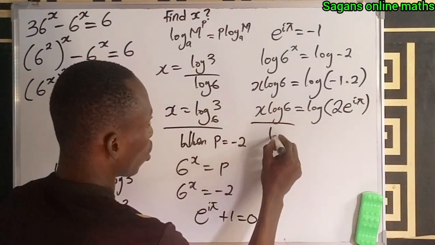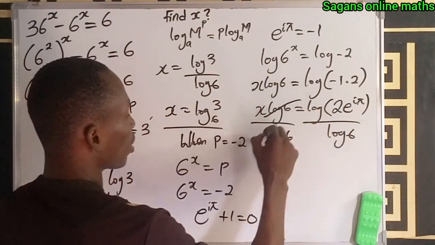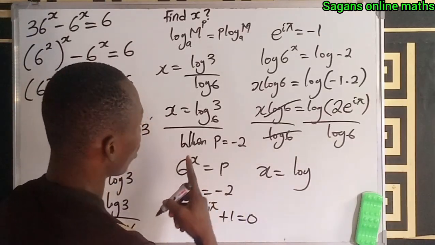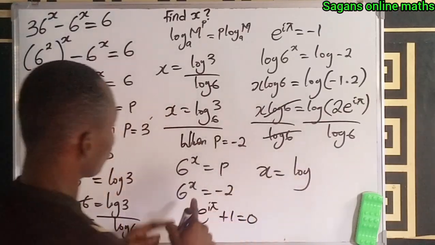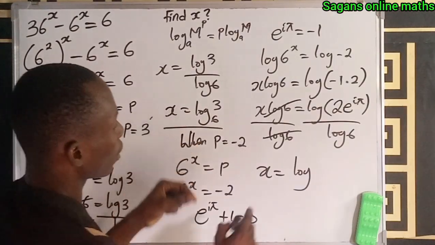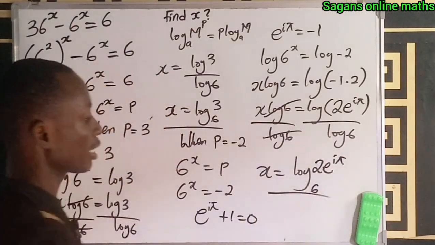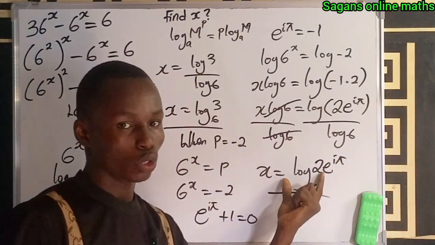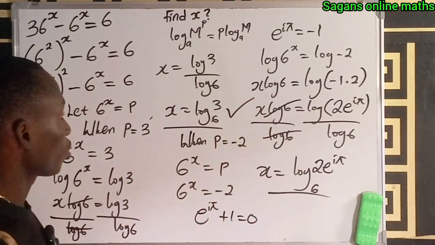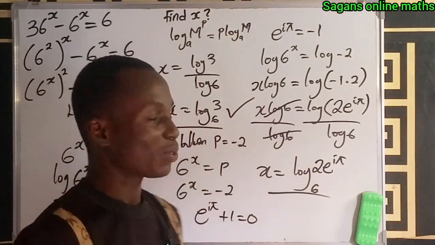So if I divide here by log 6 base 10 and divide here by log 6 base 10, this cancels out this. We see that x is equal to log of 2 e to the power of i pi, base 6. You can see that this is a complex solution. So when x is equal to this, it is the real value for this problem, but when x is equal to this, it is a complex solution to this question.